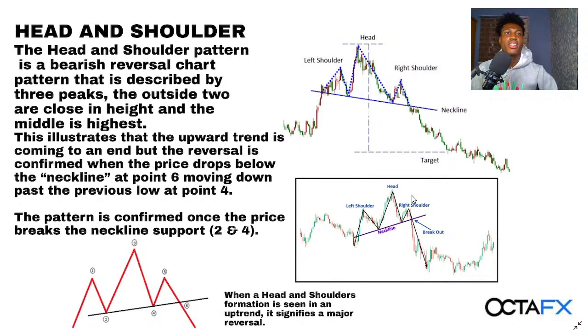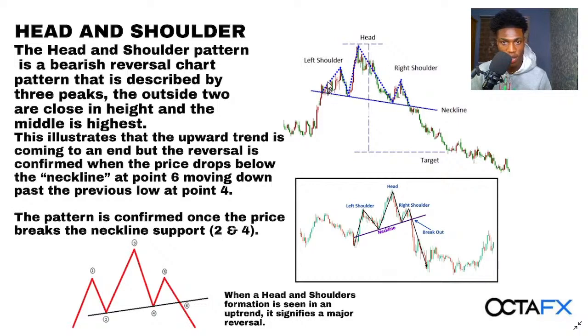Head and shoulder pattern. The head and shoulder pattern is a bearish reversal pattern that is described by three peaks. The outside two are close in height and the middle is the highest. So same thing we're going to do: take the definition and overlay it on the illustration. It's described by three peaks. You have the left shoulder, the first peak, the head, the second peak, and the right shoulder, which is the third peak. Now, the outside two, the left and the right shoulder, are close in height. And the middle, which is the head, is the highest.